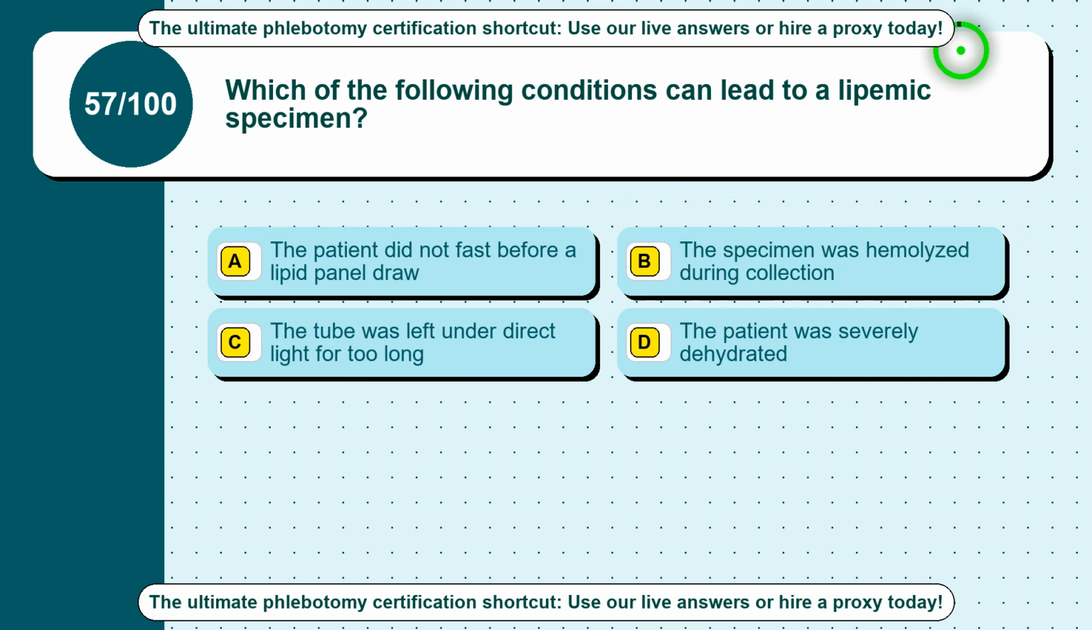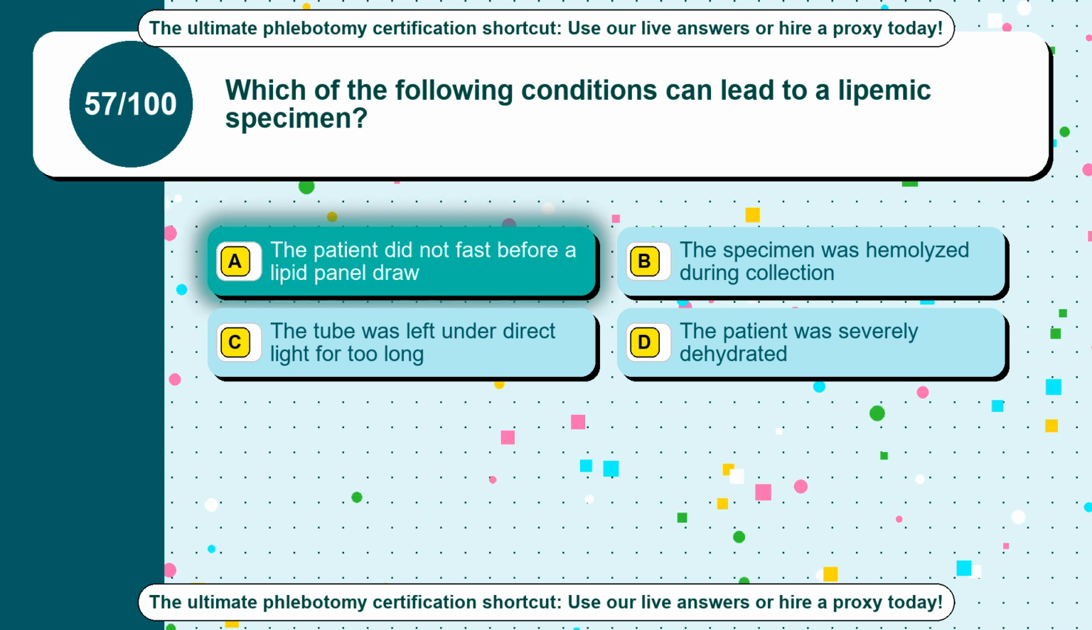Question 57. Which of the following conditions can lead to a lipemic specimen? Option A, the patient did not fast before a lipid panel draw. Option B, the specimen was hemolyzed during collection. Option C, the tube was left under direct light for too long. Option D, the patient was severely dehydrated. The correct answer is option A, the patient did not fast before a lipid panel draw.